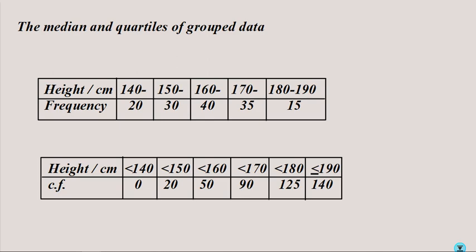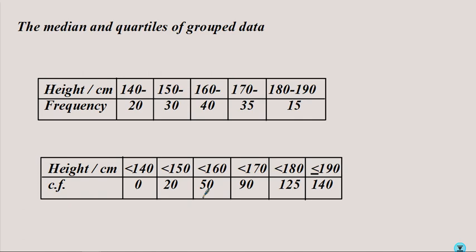Now, the cumulative frequency curve allows us to calculate the median and the quartiles very easily. If we just look at the table of the group's frequency table or the cumulative frequency table, it's not easy to get the median or quartiles directly.